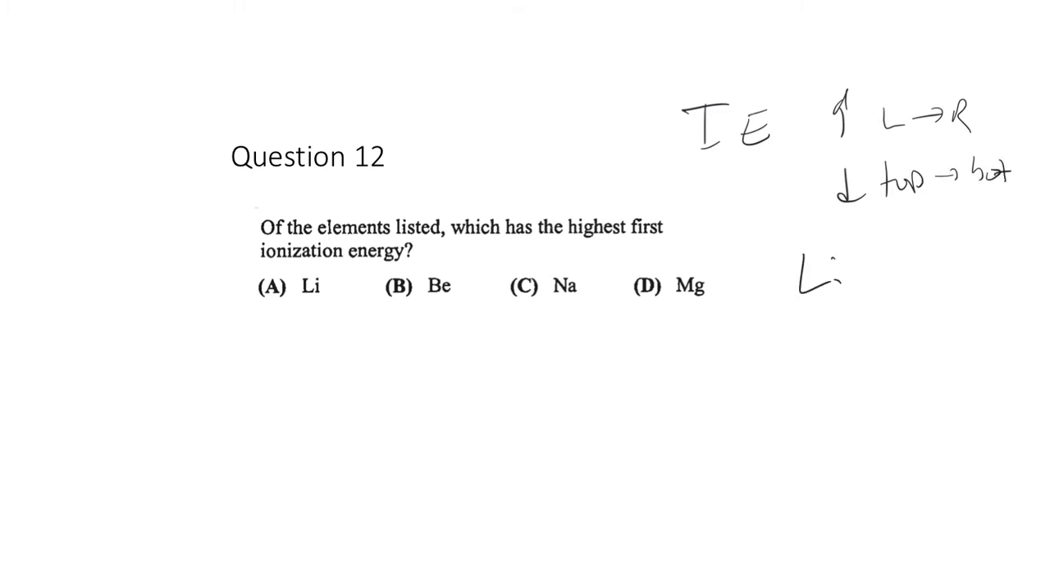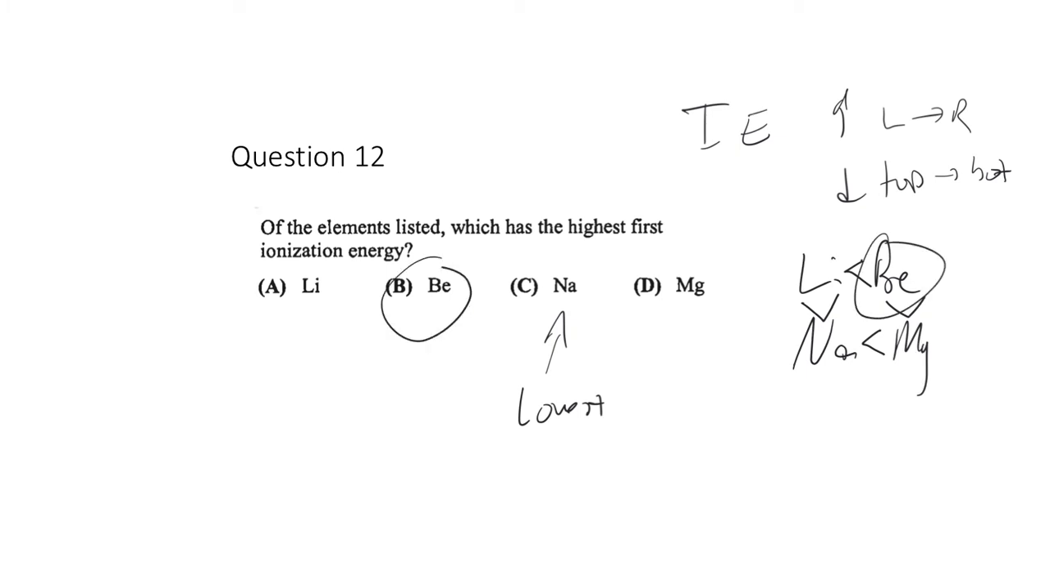Okay, so I got lithium. Beryllium is next door to lithium. Sodium, magnesium. For the first ionization energy, magnesium is higher, but beryllium is higher because it's higher up. Beryllium is higher than lithium, and lithium is higher than sodium. So the lowest would be sodium, and the highest is going to be beryllium. Okay.